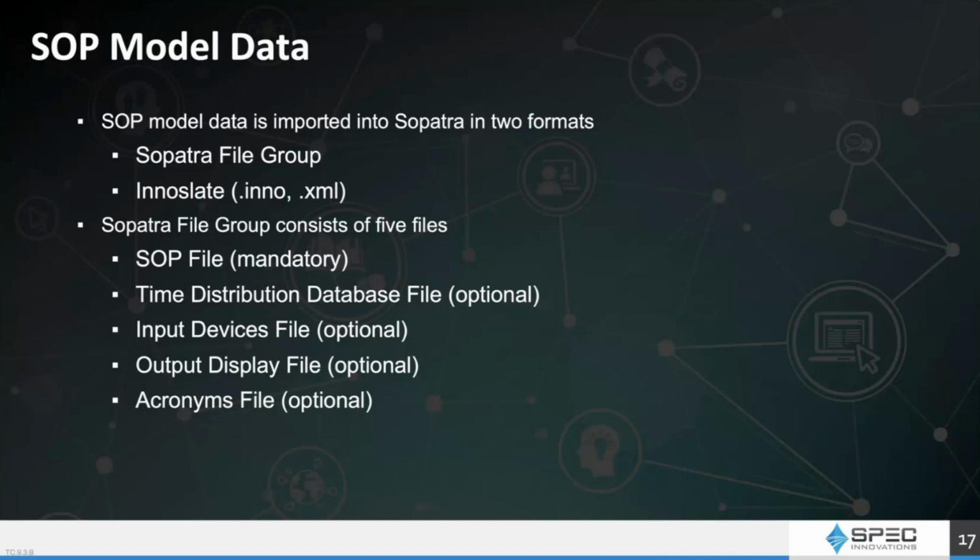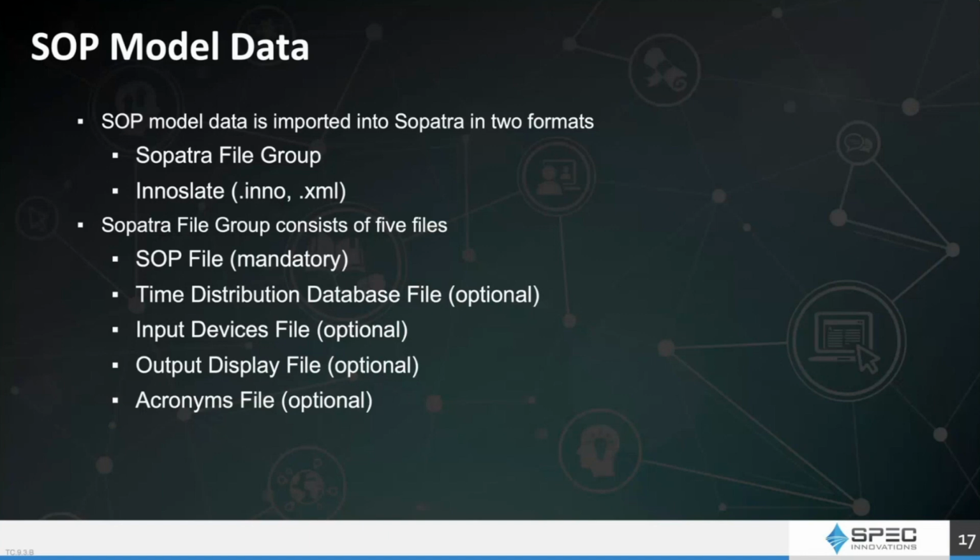Then there's the Sopatra file group, which is, again, the SOP file. You have to have at least that SOP file, or otherwise, why are you doing it? And then the time distribution database. That's optional, and that's provided. We have that for you if you want it. And then for aviation, we have input devices, output devices, and acronyms. So these are all available for you if you're interested. I want to say we have it up on our digital curation station. I think we do, and if we don't, we should for you. But if not, you can always email us, and we'll be glad to get that to you. That's all open data that's available to anybody.